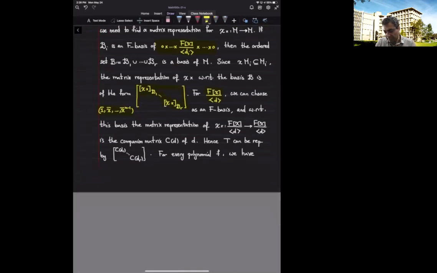Then we discussed that the matrix of multiplication by x is nothing but the companion matrix of the monic polynomial d. Moreover, we showed that the minimal polynomial of this map from F[x] mod out by d to F[x] mod out by d is also d itself. So these are the things that we discussed.